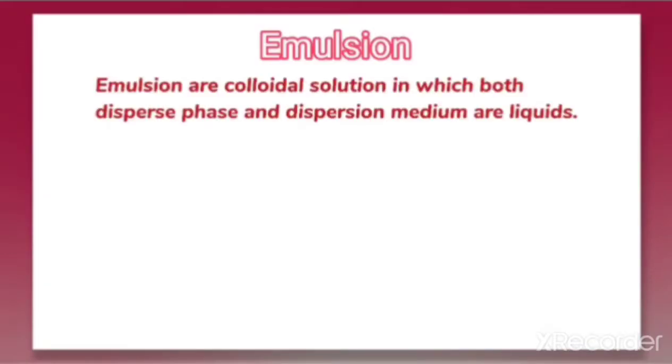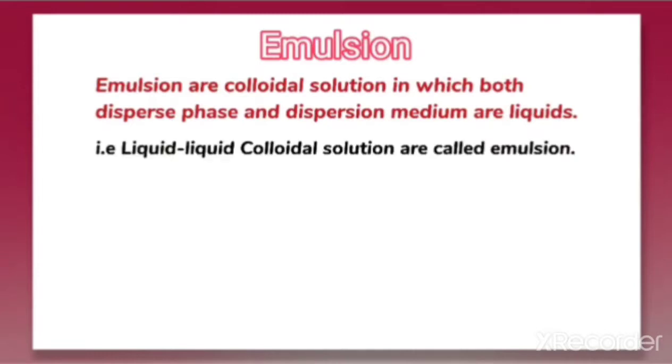So emulsion can be defined as the colloidal solution in which both the dispersed phase and the dispersion medium are liquids. We have already discussed the terms dispersed phase and dispersion medium. So if both are liquids, then it is called an emulsion. The liquid-liquid colloidal solutions are called emulsions. That is the simplest definition for emulsion.